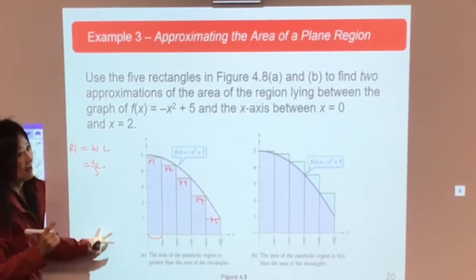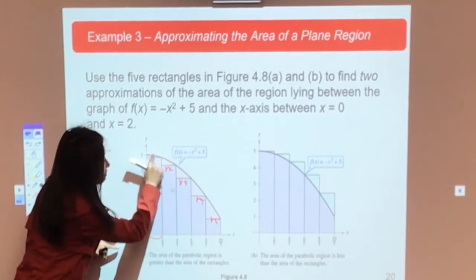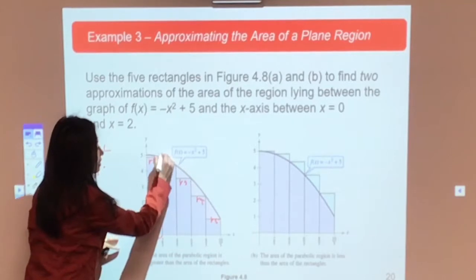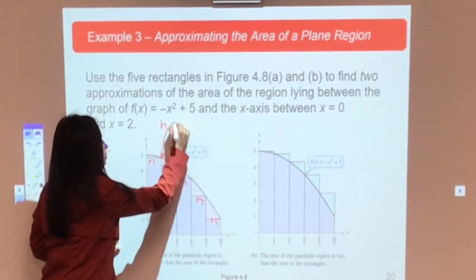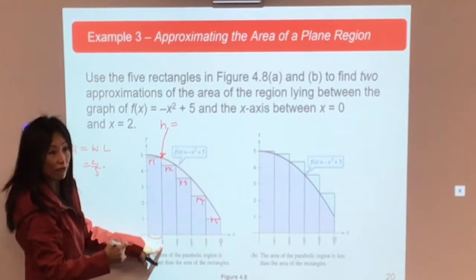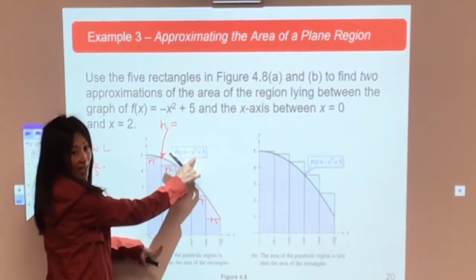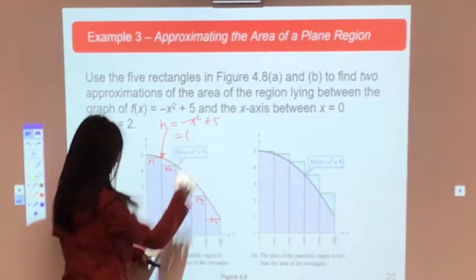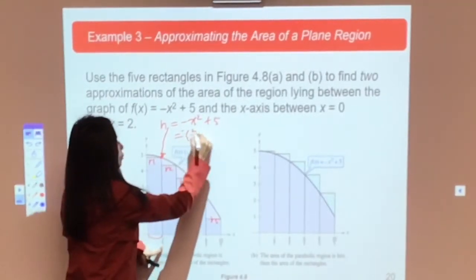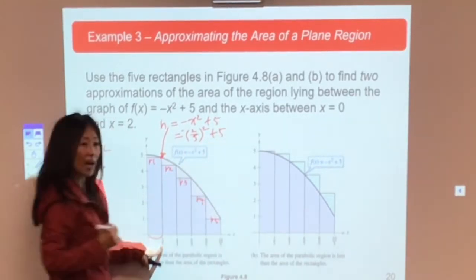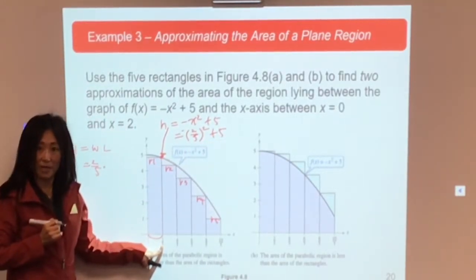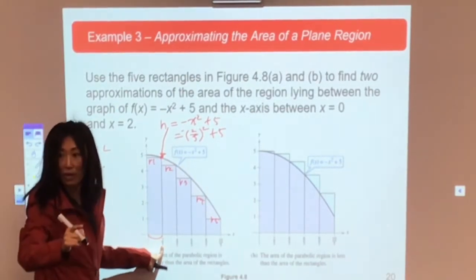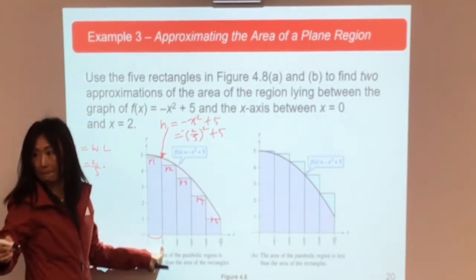No, less than five. Not the height. Remember I have the function right here. If I want to find the height, I plug in this number, 2/5, into that equation. So it'll be negative x squared plus 5, and I'm going to put in about 4.9, negative 2/5 squared plus 5. Is everybody with me? That's my height, 4.9. So everybody listen, that's how we're going to do our lower sum and upper sum.